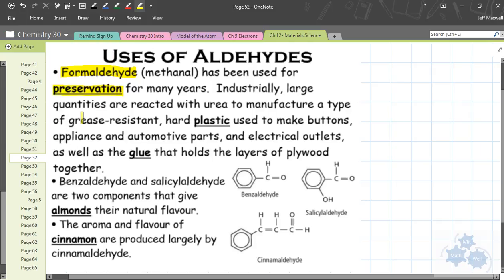Large quantities in the industries are reacted with urea to manufacture a type of grease-resistant hard plastic. So grease-resistant plastic. And that would be used to make buttons, appliance and automotive parts, electrical outlets, as well as glue that holds layers of plywood together.